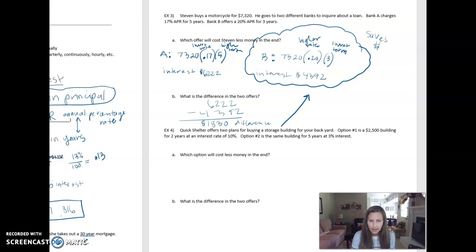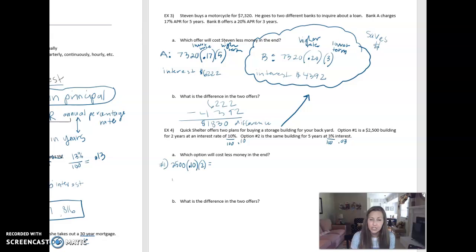Okay, so let's see. I'm dealing with option number 1, and option number 1 is $2,500. My rate is 0.10. Remember, we have to divide these percentages by 100 in order to get a rate. So both of these need to be divided by 100. This will make this rate 0.10, and that'll make this rate 0.03. But back to option number 1, you're going to finance this for 2 years' time.